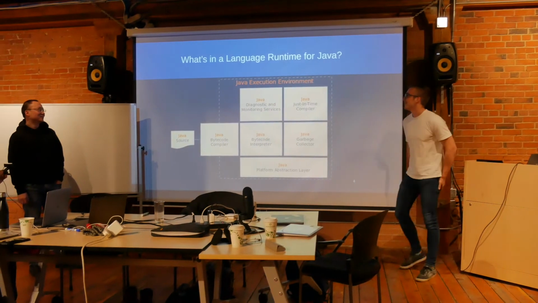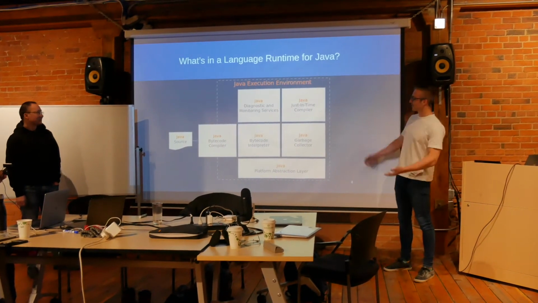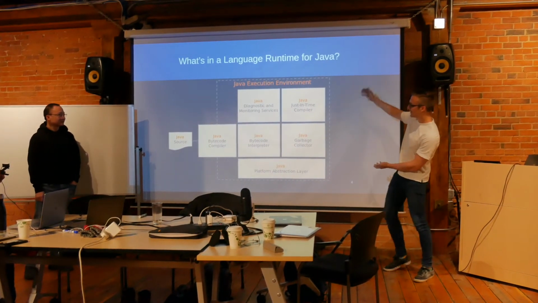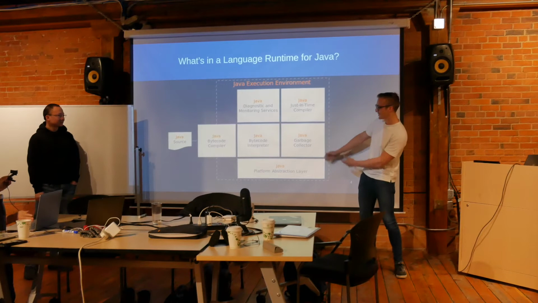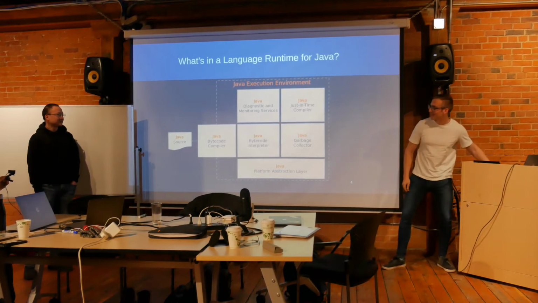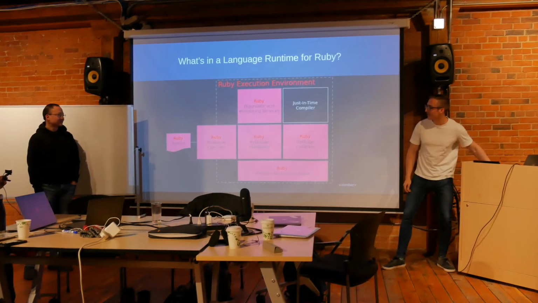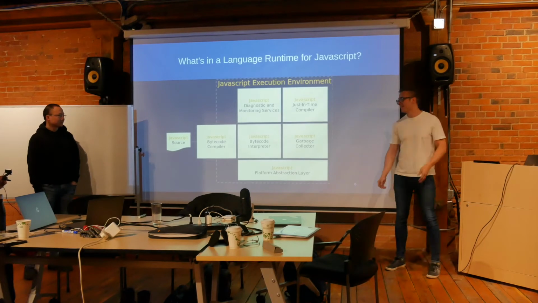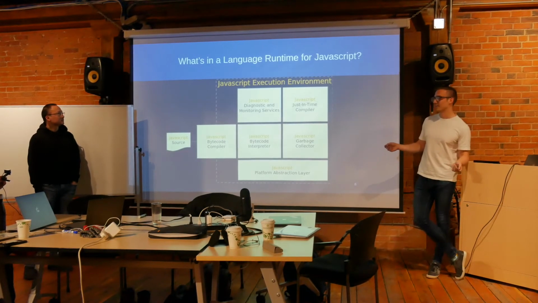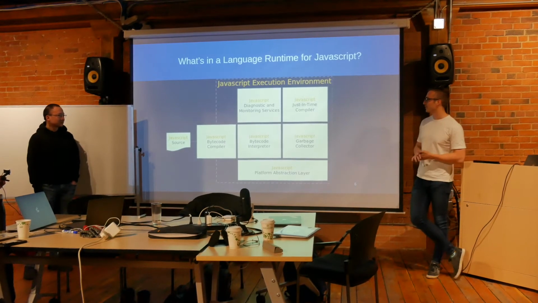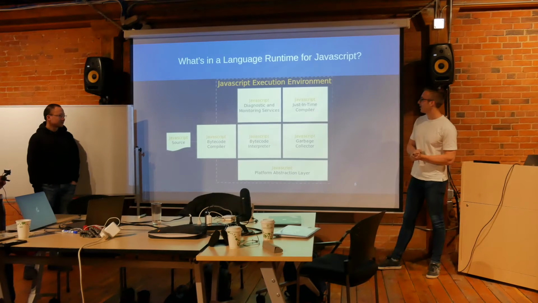So, a language runtime for Java looks something like this. There's Java source code, and it compiles things, the storage collection, and it looks really similar for Ruby and also JavaScript. So OMR, the tree interpreter, will be used for a cross-language compiler sort of idea.